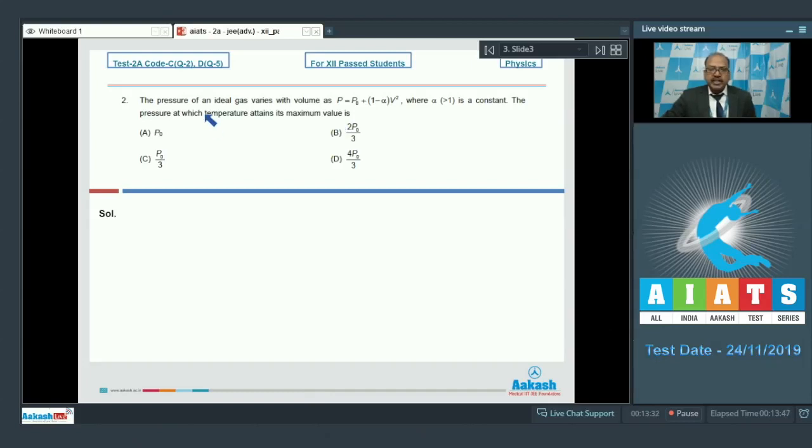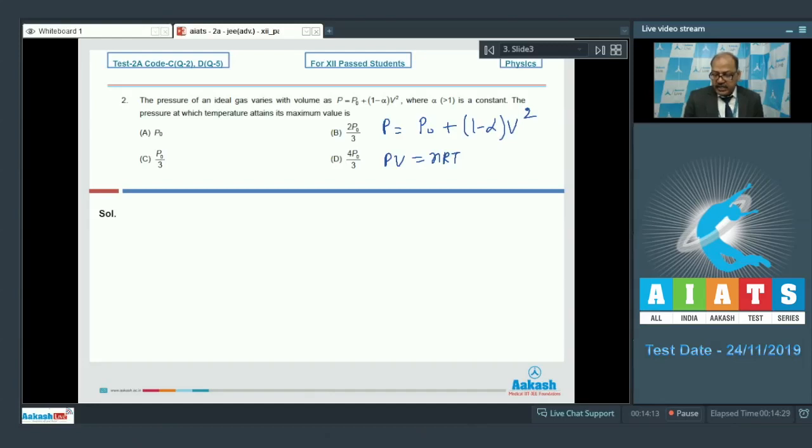Well, the question is based on the ideal gas equation, and we can use that equation. So we have been given P is equal to P0 into plus 1 minus alpha V square. Now we have to get the pressure at which temperature attains its maximum value. So we can get an expression of P in terms of T. So we need to eliminate V. So we can eliminate V by using the equation PV is equal to nRT.